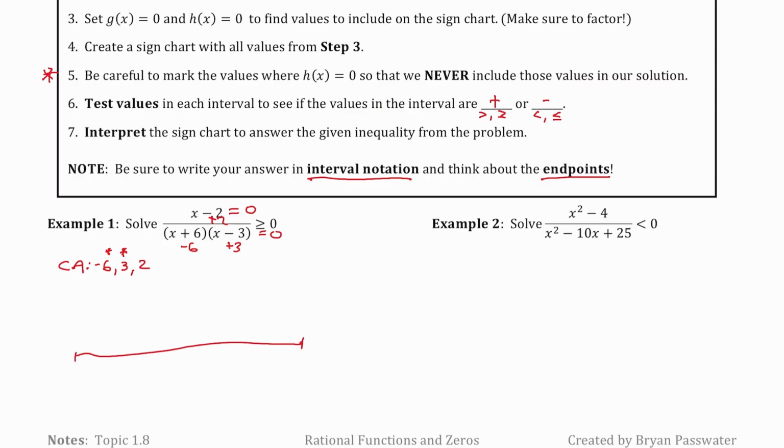We want to place those 3 values, so we're going to put 3 there, and then go from least to greatest, of course. This is negative infinity, infinity. You should just know that. So this right here is -6. This is 2, and this is 3.